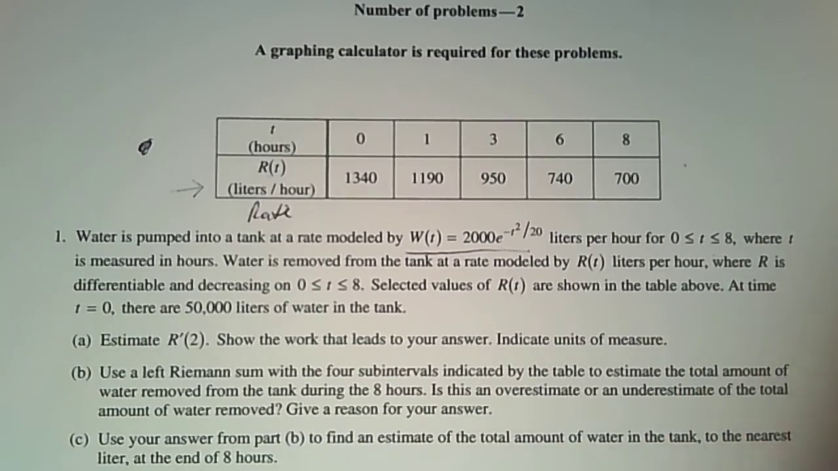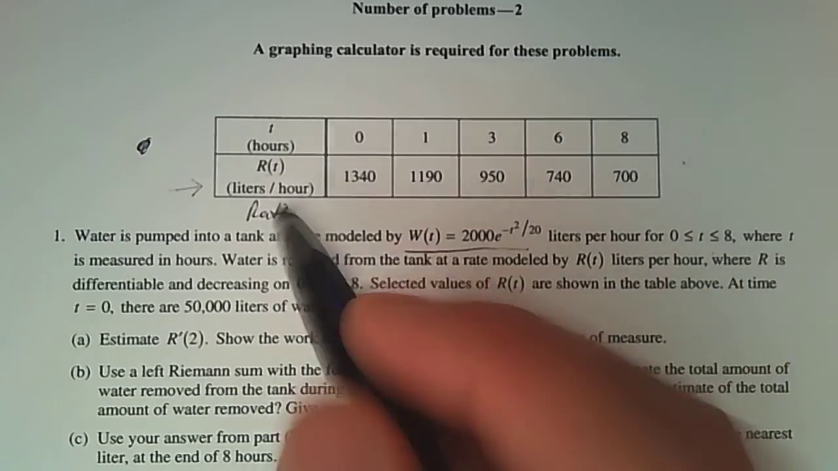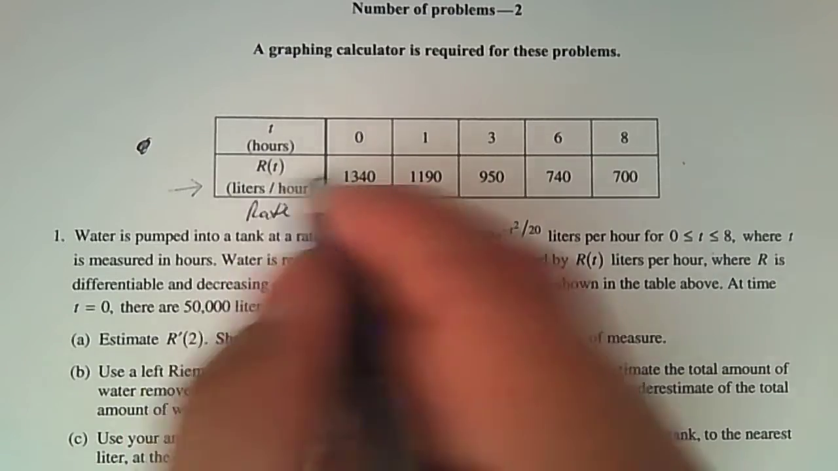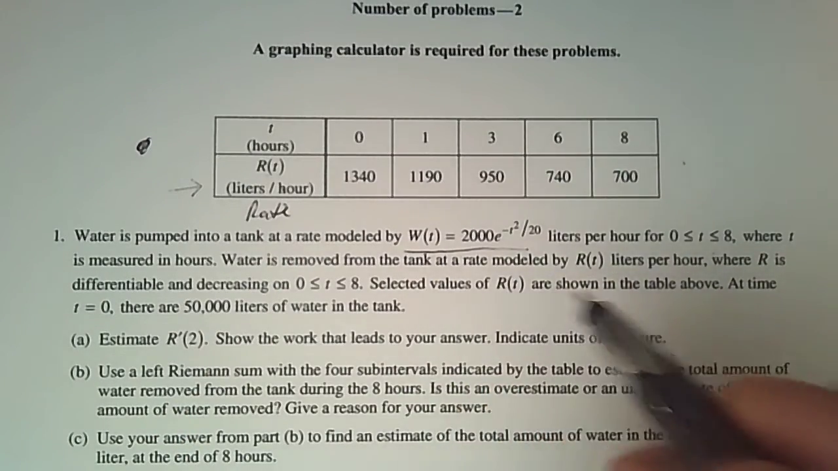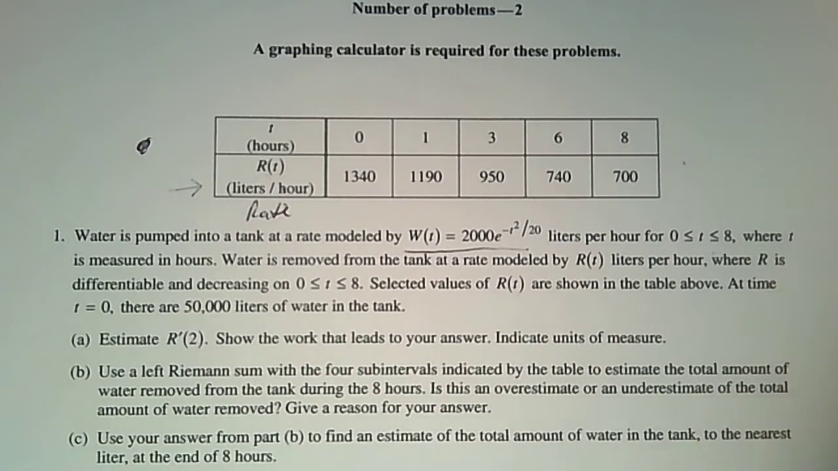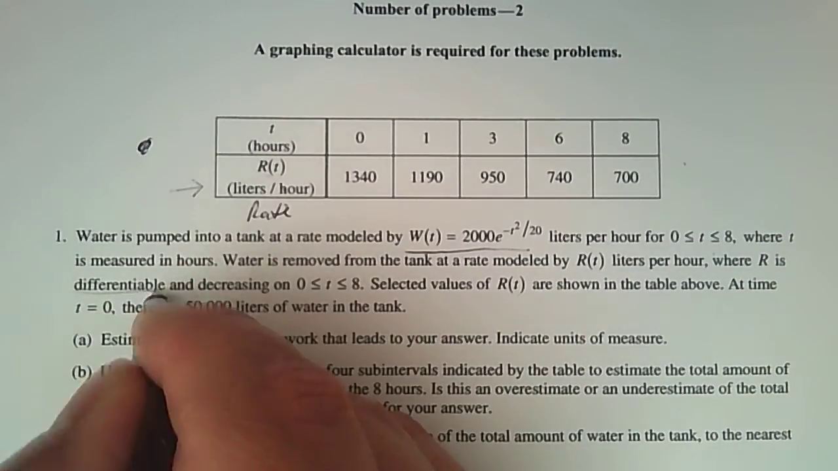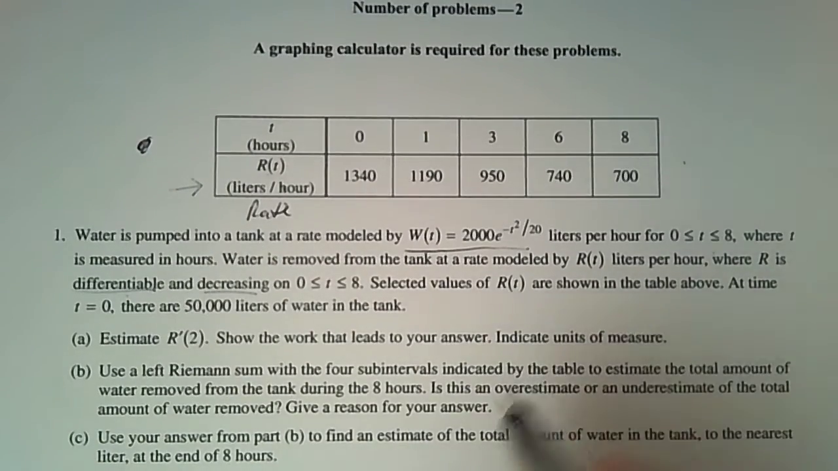From 0 to 8, where t is measured in hours, water is removed from the tank, modeled by this, R at t. So what I'm looking for here is what's being removed at what rate, and we're given another equation about the rate that water is being pumped in. Selected values of it are given and are shown in the table above. At time t, there are 50,000 liters. And notice that R is differentiable and decreasing. Differentiable means it's continuous all the way through, and that's going to be important.